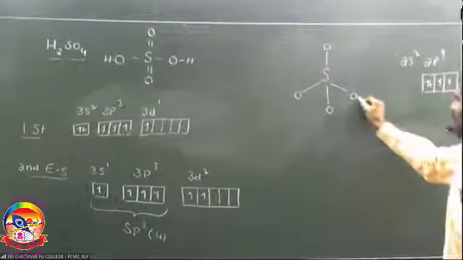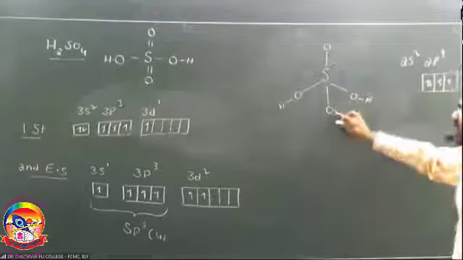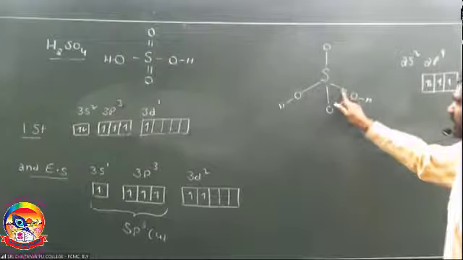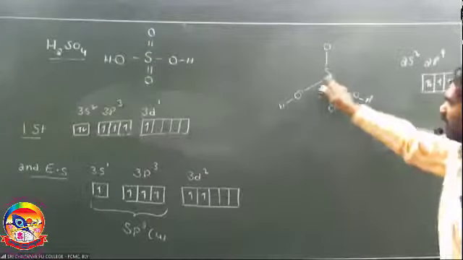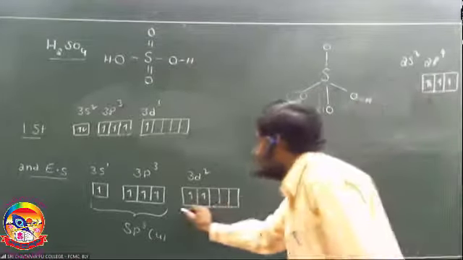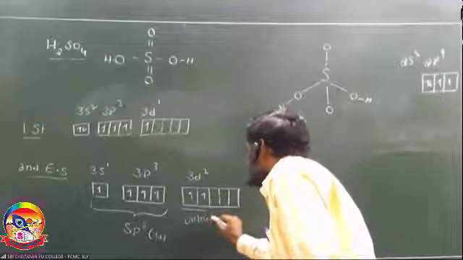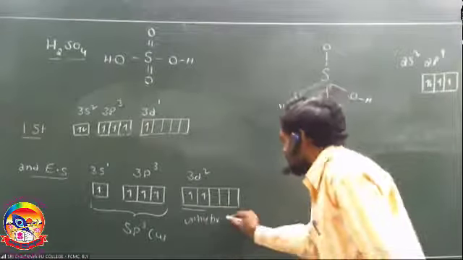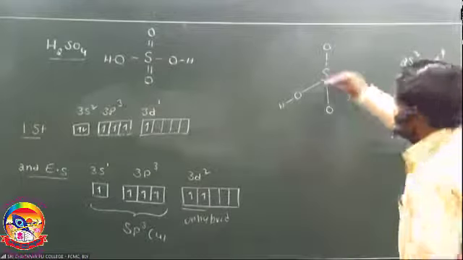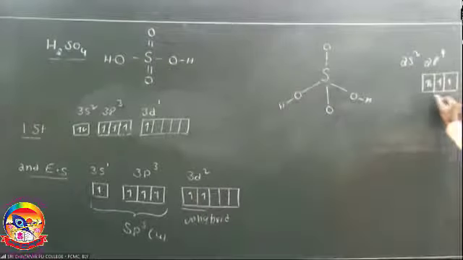Next, this oxygen can form a bond with hydrogen. These are the sp3 hybrid orbitals. Hybrid orbitals can form only sigma bonds. Next, sulfur has 2 unhybrid orbitals. Unhybrid orbitals are also called pure orbitals. How many unhybrid orbitals does the central atom sulfur have? 2 unhybrid orbitals.